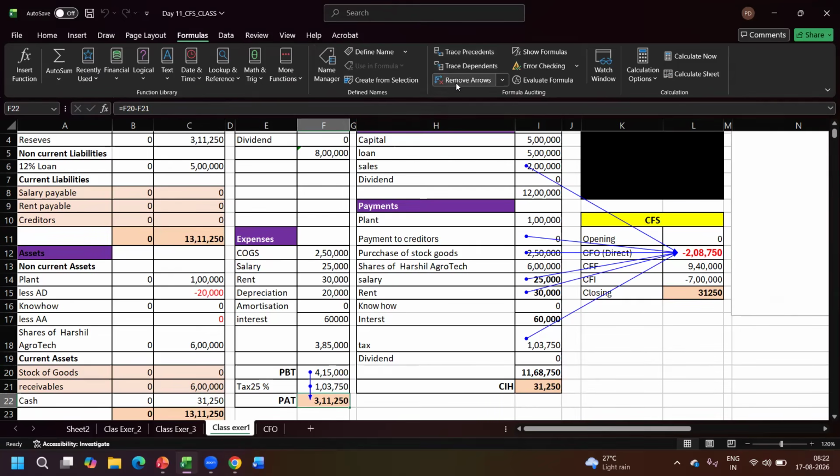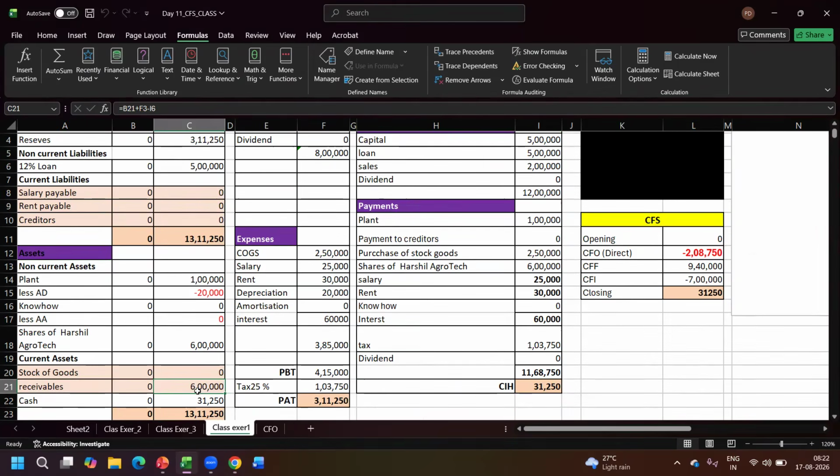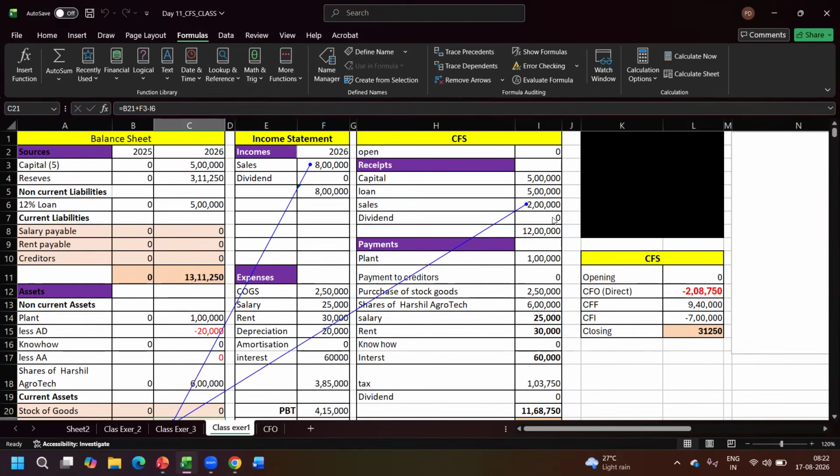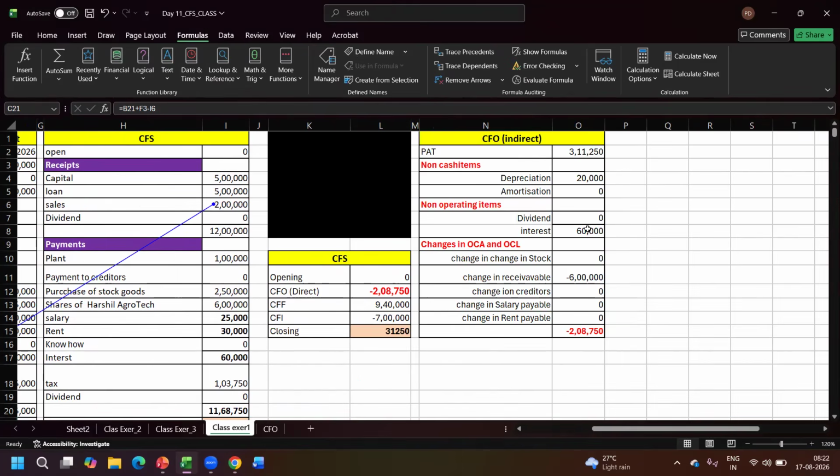311,000? The significant part of the reason for negative CFO is the credit sales. We can see that the company has made sales of 800,000 but has received only 200,000. Therefore, there is a huge amount of receivable sitting on the balance sheet. And now this understanding will become clear when we find CFO by using the indirect method.